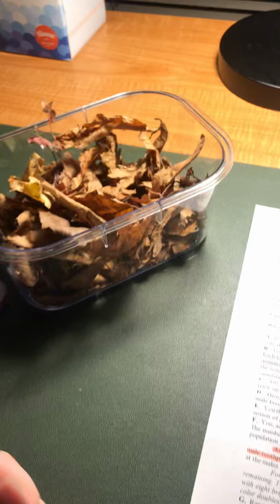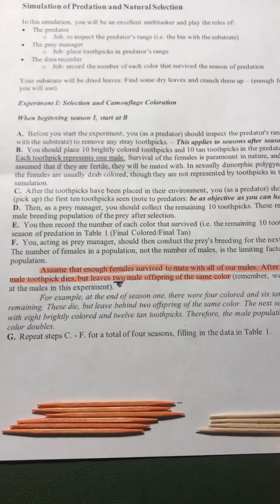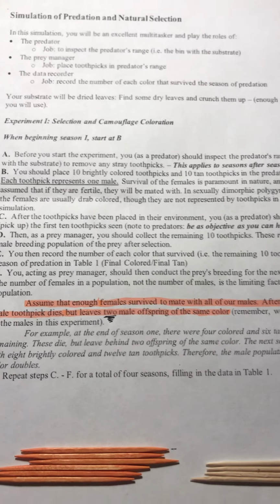And it's going to be as random as you can make it. Obviously, you don't want to just have it right in front of you and stare at it. You want to do the best you can. So I ended up getting 6 colored and 4 tan. So this is the important part. You record the number of each color that survived.